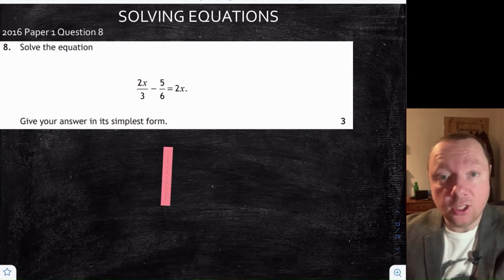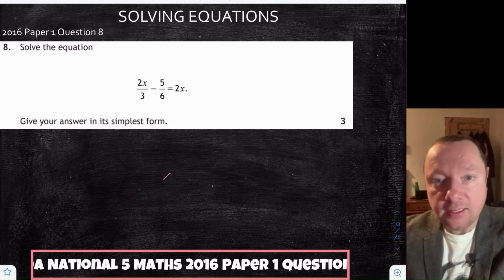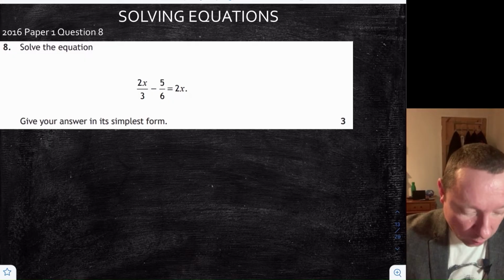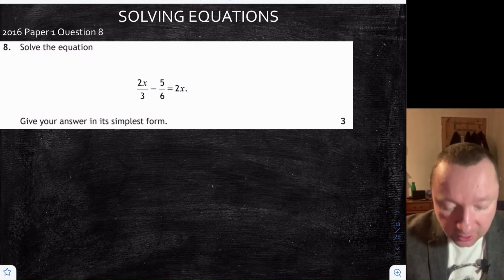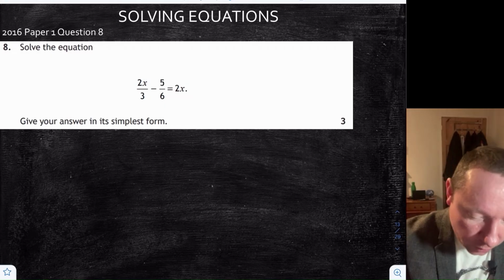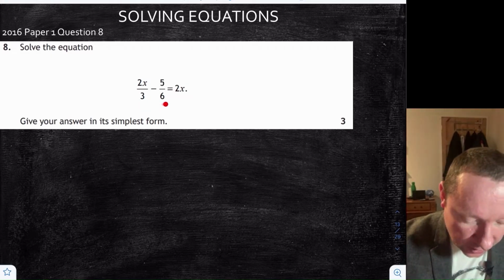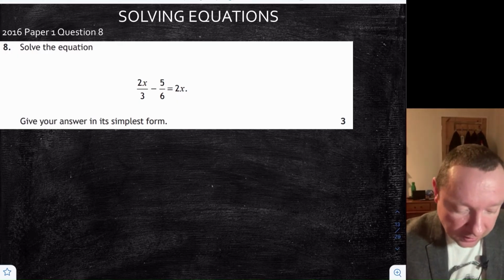Okay, solving equations. Let's look at some past papers on this. 2016 paper 1 question 8 said solve this equation, give your answer in the simplest form. So we've got fractions, so we need to deal with those fractions. The easiest way to deal with them is to get rid of them by multiplying by the lowest common multiple of the denominators. So if we look at the denominators here, we've got 3 and 6. The lowest common multiple between them is 6, so I multiply everything by 6. That's this one, and this one.